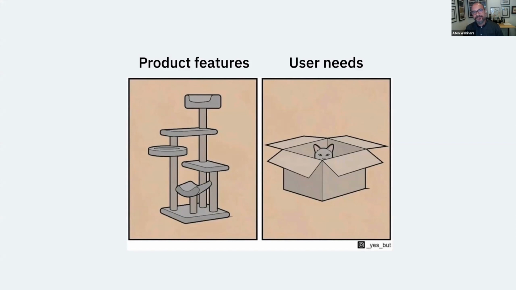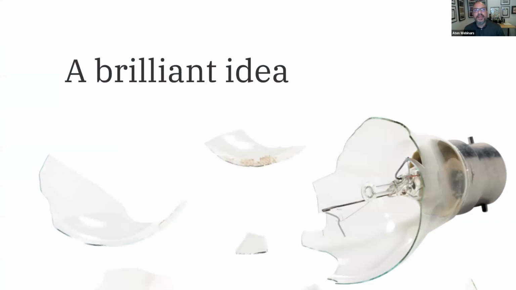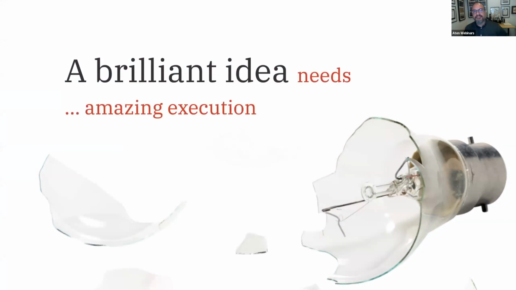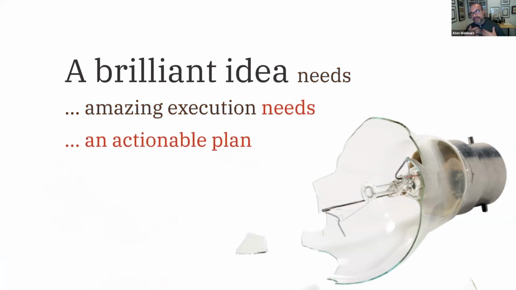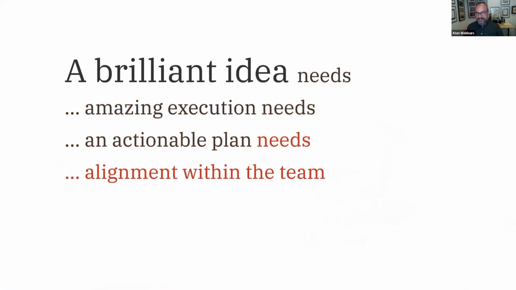meeting the user needs. And so, coming back to that brilliant idea, that thing that we want to do and experiment with, ultimately software needs amazing execution. And in order to get to that execution, we need an actionable plan. In order to get to that plan, we need alignment within the team. And so that's what this talk is about. We're looking to get to a place where we're planning a project where everybody's in alignment, the scope is defined, and we can all move forward knowing what the outcome will be.